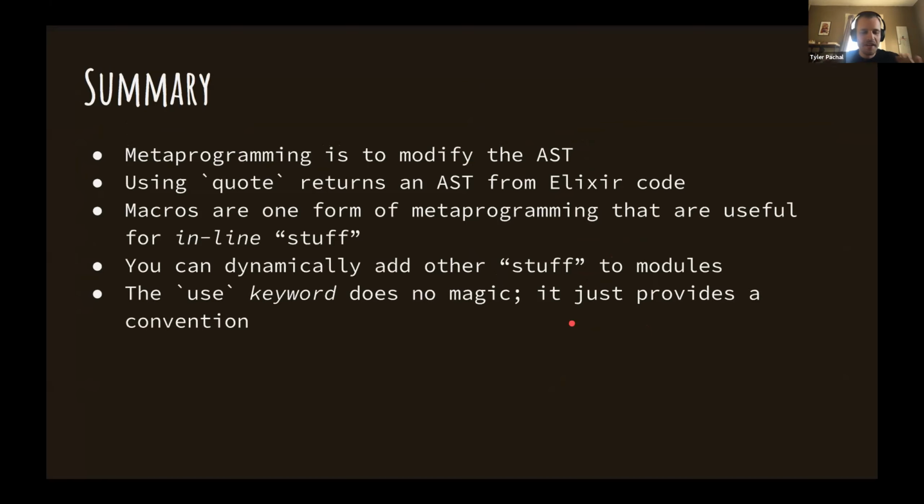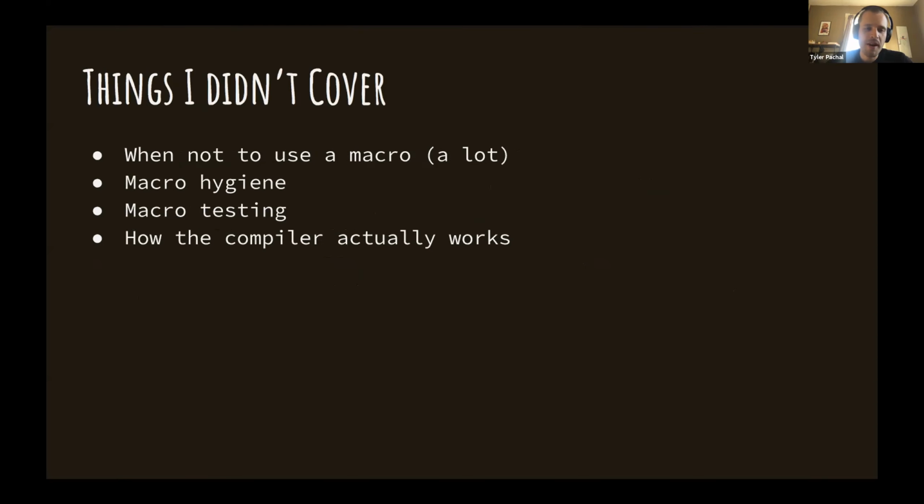So in summary, metaprogramming is modifying the AST. Quote is helpful for returning ASTs, and you have to use it a lot in your macros. Macros are just one form of metaprogramming, and they're useful for the inline stuff, like the if statements and my XOR clause. But if you want to, you can still add other stuff to your modules, and the use keyword doesn't do any magic. It's just a good convention for injecting stuff into people's modules. There's a lot more about metaprogramming. This is pretty much just what I learned in the last couple of weeks, distilled into a talk. But I know there are some other things out there that I also didn't talk about.